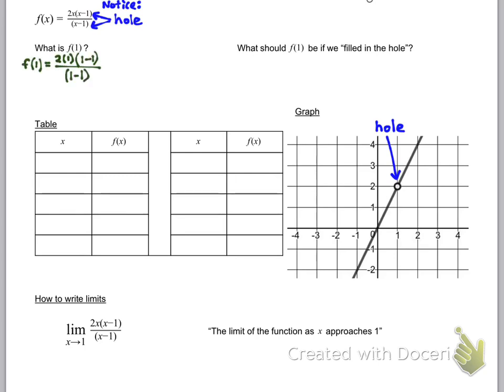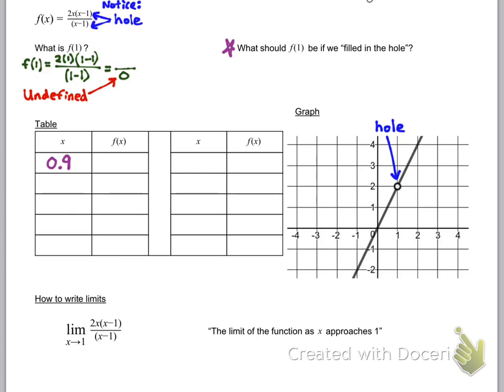What is f of 1? Well, you plug in 1 and you get 1 minus 1 in the denominator, and that's 0, which means that the function is undefined. So f of 1 is undefined. However, we can ask the question, well, what would f of 1 be if we filled in the hole? And this is what limits help us answer.